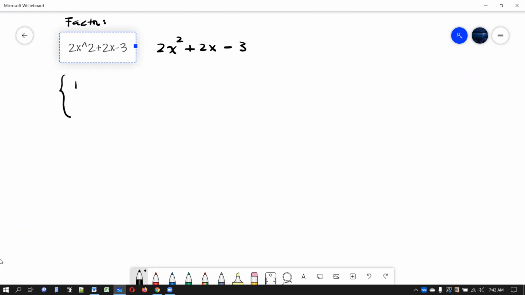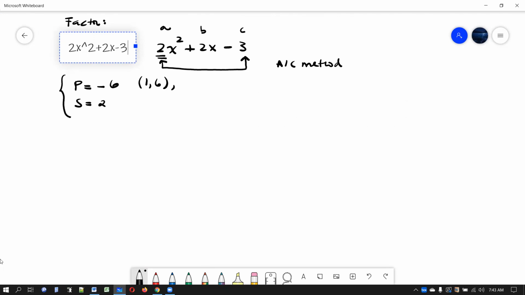I am going to begin by trying to find the product and the sum. Remember, because this is greater than 1, it's the AC method where I am going to multiply the A and the C, and that will give me negative 6. And that's the pair I need to find. The sum will be B, 2. So I'm looking for the pairs that can give me a product of negative 6. So 1 and 6, ignore the minus for now, ignore the sign, and 2 and 3.